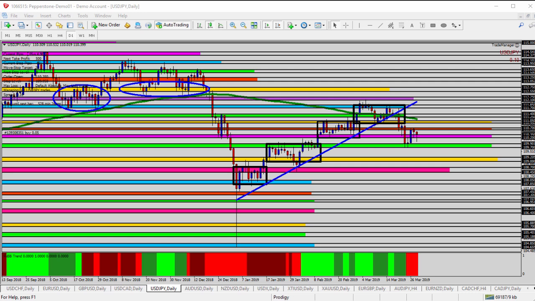Looking here at the daily time frame, we might have a little bit of a conflict in trend, but I think we might have an intraday opportunity to take advantage of some pips here on this currency pair.